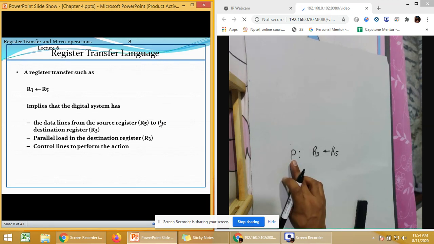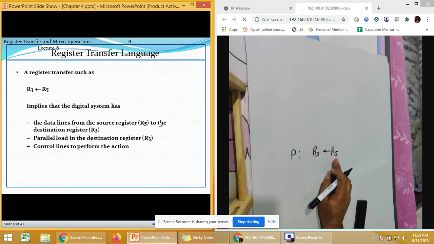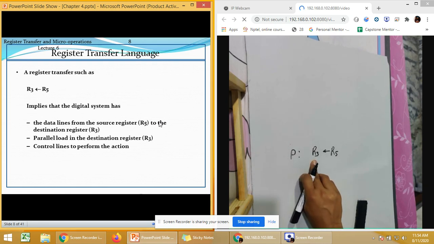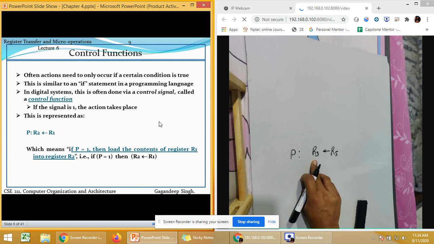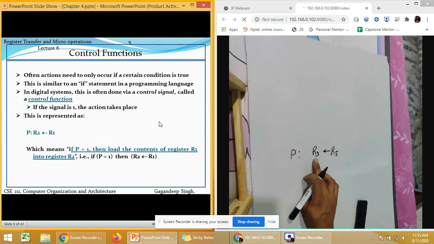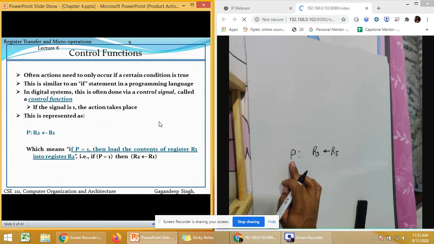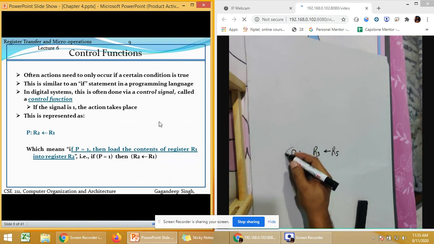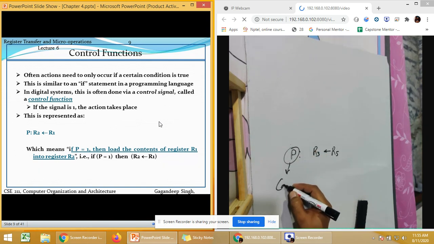If the value of P is equal to 1, then the data from R5 will be sent to R3. Okay, so we have a small representation at this place. The data of R5 will be sent to R3 only if P is 1. So here P will be working as a control signal. Now P is working as a control signal.